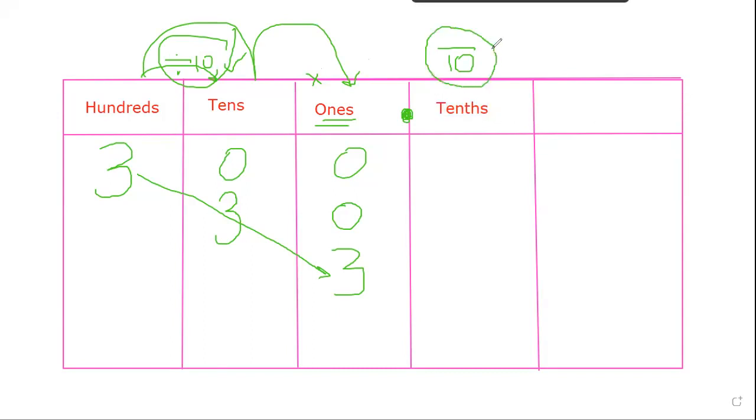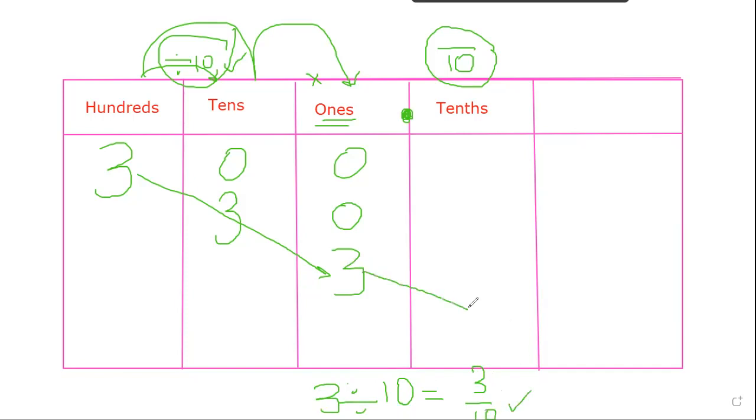Tenths literally means it's a fraction. Divide by 10 over 10. Fraction is a division. Over 10 means divide by 10. So the question is 3 divide by 10. You will get 3 over 10. Yes or not? You learned this in fractions.